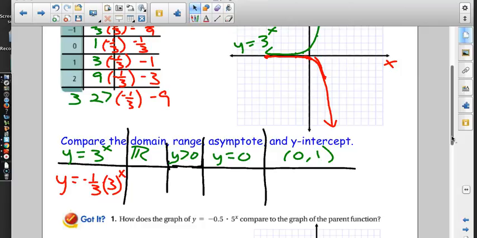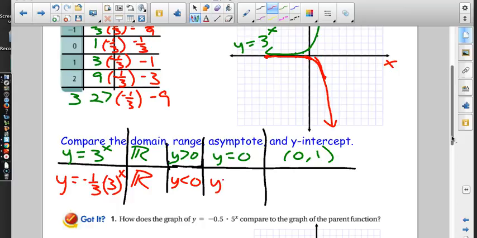Now my red one. Things sure changed. Okay. Well, we still use the same table, so we could still put in any number we want. But that negative flipped it down below the x-axis. So now y is less than 0. Did the asymptote change? Still not touching that x-axis, so it's still y equals 0. Y-intercept definitely changed, because now our a value was negative 1/3.